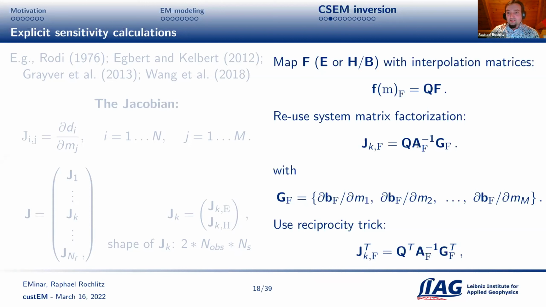one system matrix factorization, which we already have if we calculate forward responses. And each calculation for each row of a Jacobian is only a back substitution with an already factorized system matrix, which requires only a few seconds or even less. So basically these back substitutions are quite cheap compared to solving the forward problem, and that's why this method is favorable for custEM.